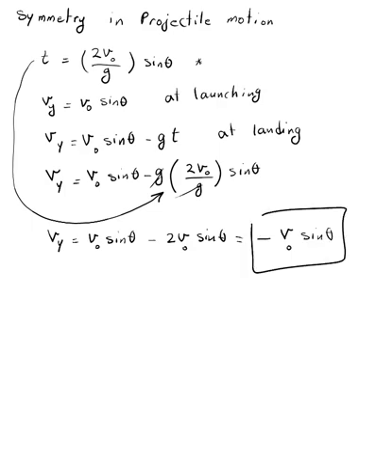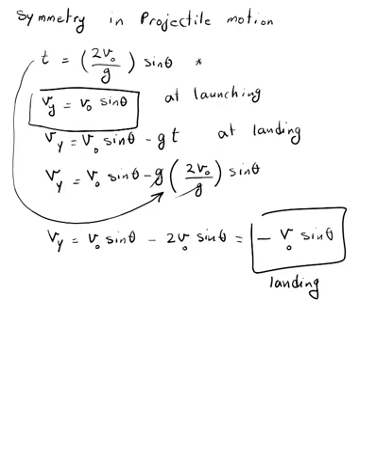Now compare these two. The first one is when we launch the projectile. This one is when the projectile lands. So this is exactly the opposite of the y component of the velocity when it was launched. Since the x component of velocity is always the same, it follows that the projectile lands with the same speed it had when it was launched. The velocities are different because the direction of motion is different at launch and at landing.